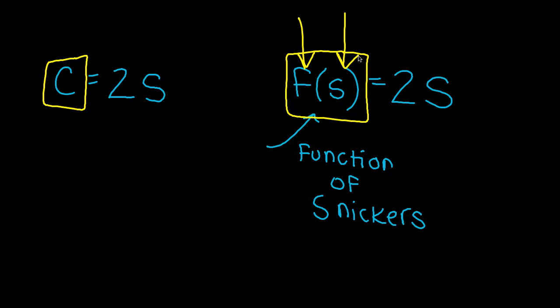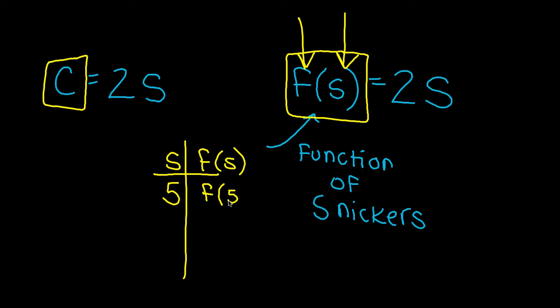And so, if I want to make a little chart again, I'm going to have my input-output. We're going to have s and f of s. What we're really looking at here is if I plug in, let's say, 5 Snicker bars, then what I'm asking you for is, what does my function equal at 5? Well, my function at 5 is equal to 2 times 5, which is, of course, still 10. It's a slightly different way of writing the exact same thing.